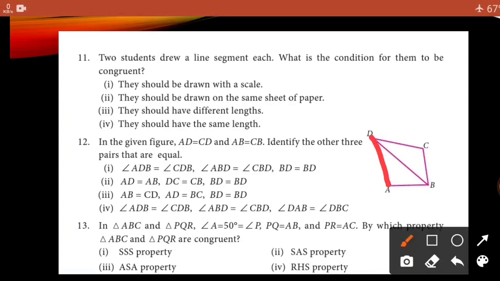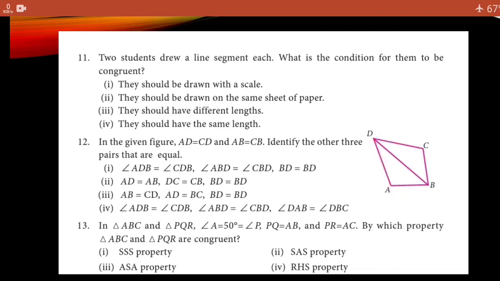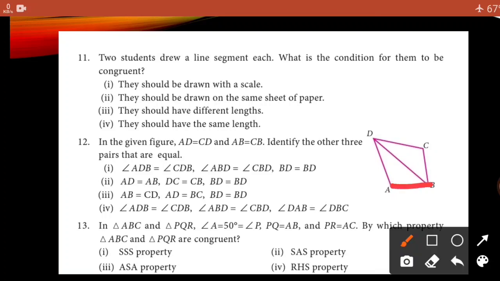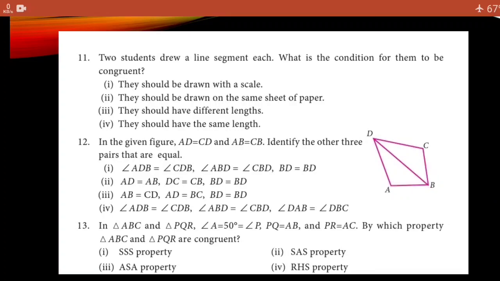AD is this one and CD is this one, right? These two are equal. Next they have given AB is equal to CB. So this one is AB and this one is CB. So these two are equal. We have to find out the other three pairs.